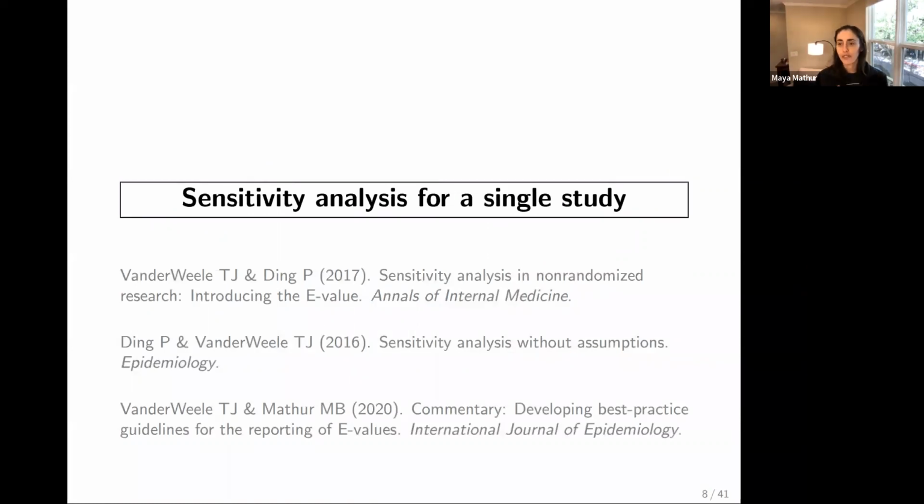Okay, so we're going to start with a single study, and we're going to look at methods based on what's called the E-value in epidemiology. And then we're going to see how those can be generalized and moved to the context of meta-analysis.